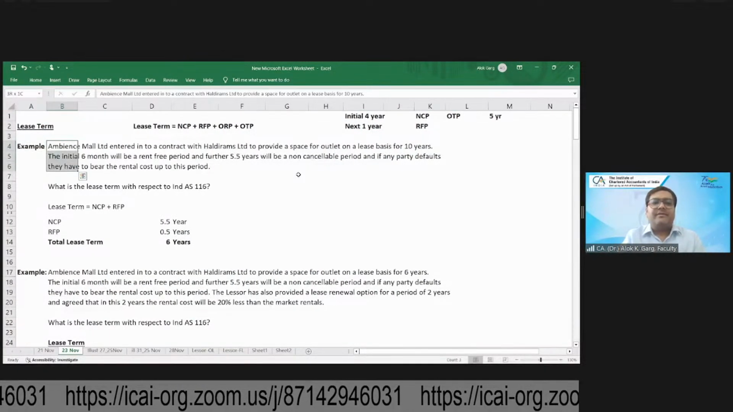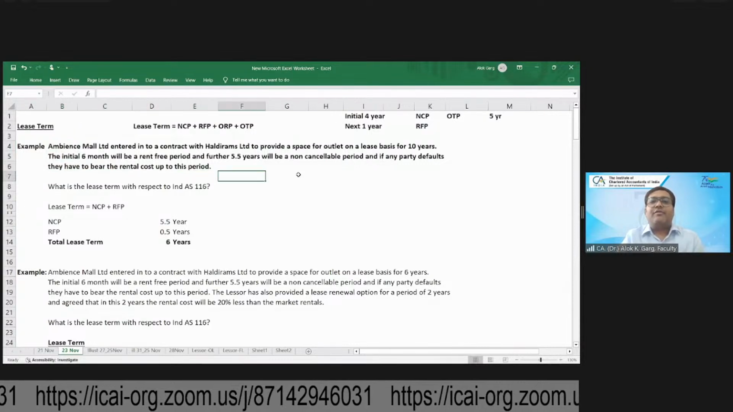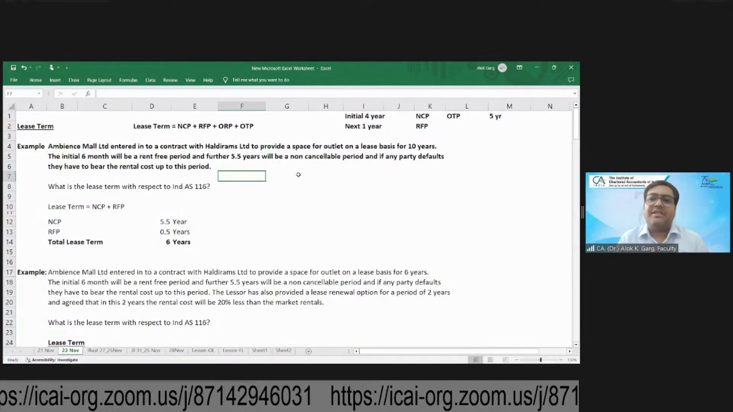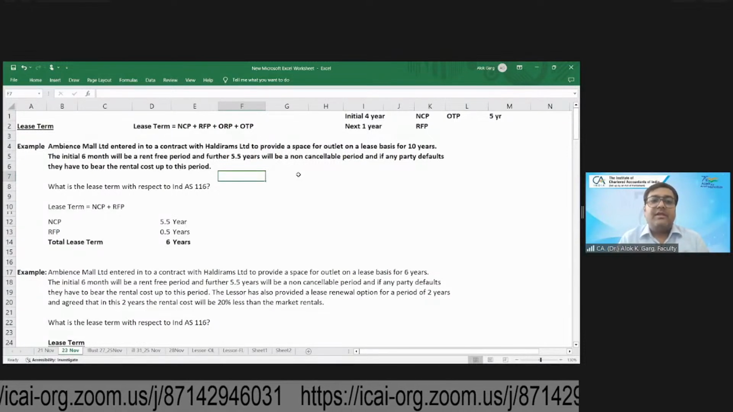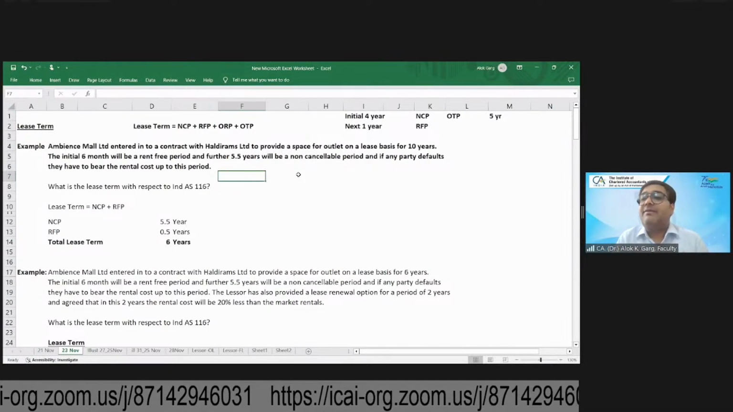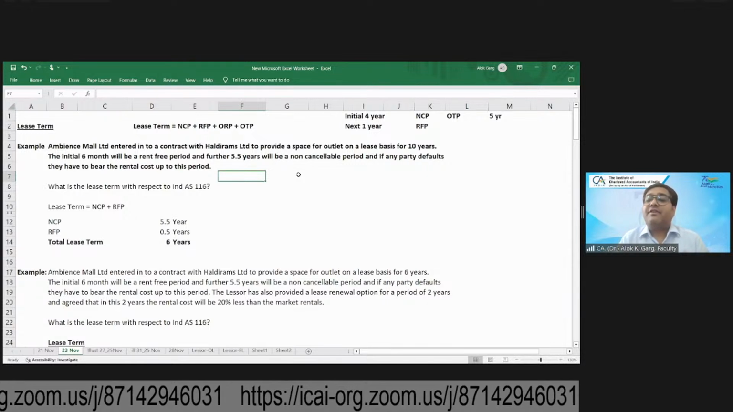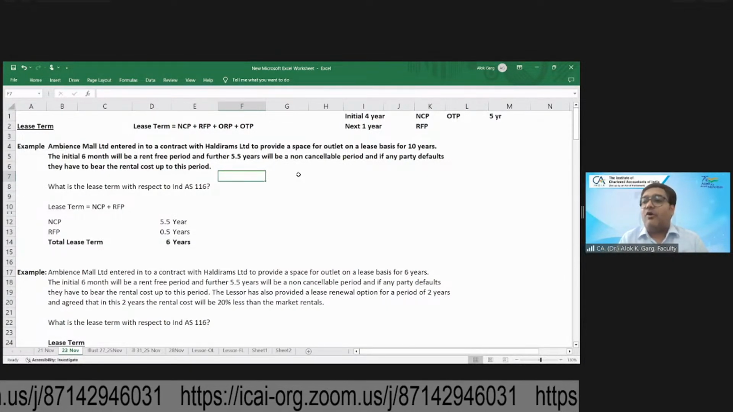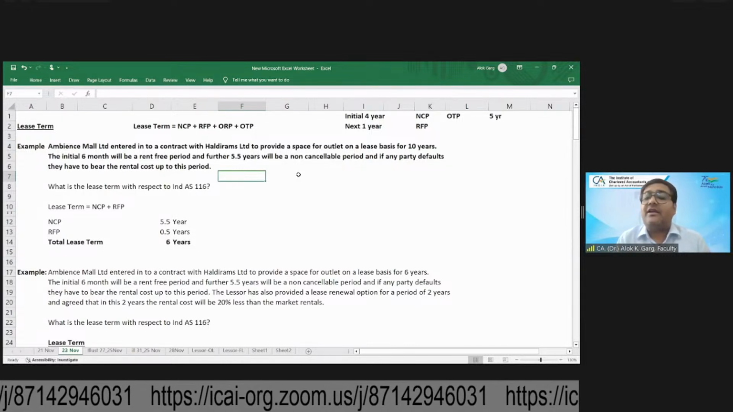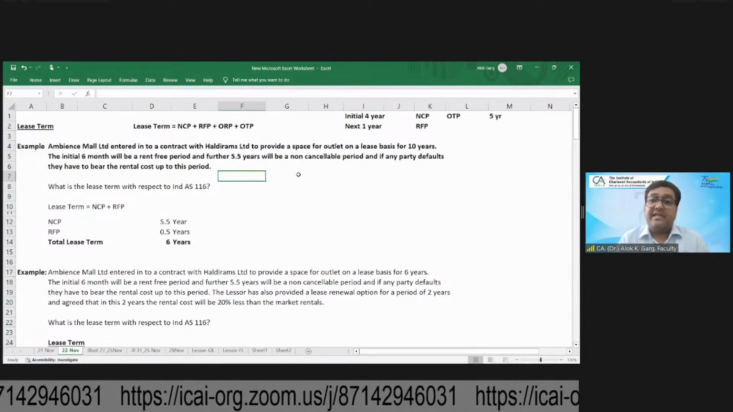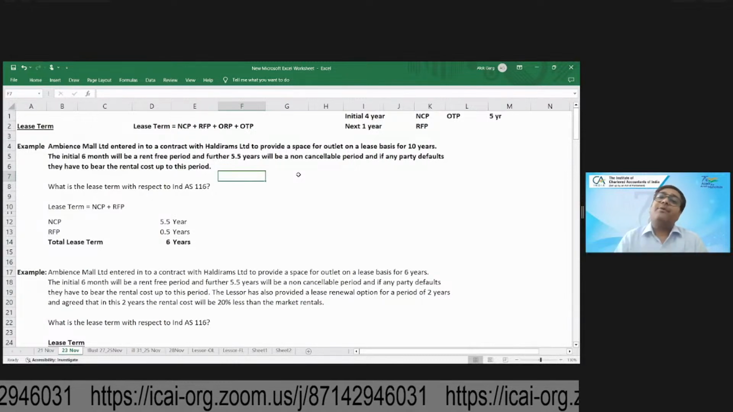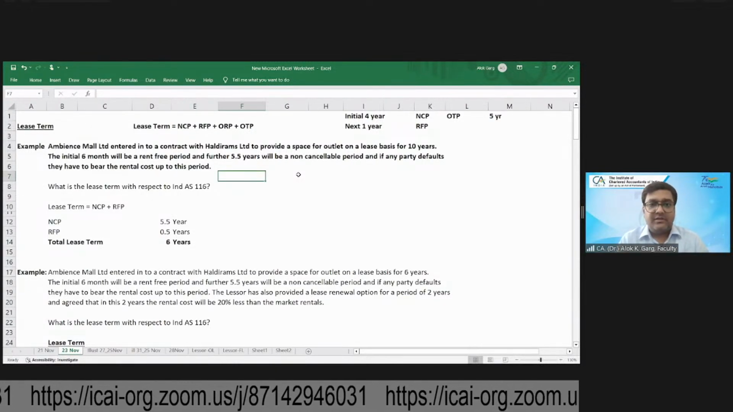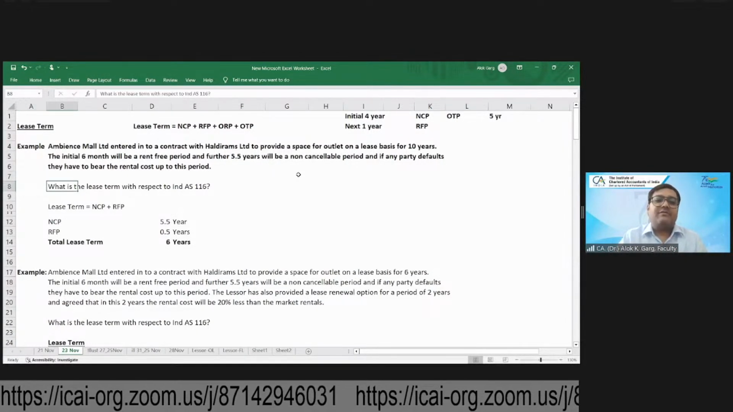Ambient Small Limited entered into a contract with Haldiram Limited to provide a space for an outlet on a lease basis for 10 years. The initial 6 months will be a rent-free period, and the further 5.5 years will be a non-cancelable period. And if any party defaults, they have to bear the rental cost up to this period, right? Which means, what is the lease term with respect to Ind AS 116?